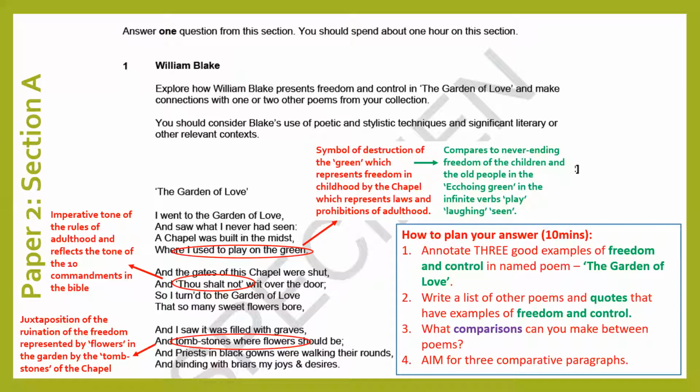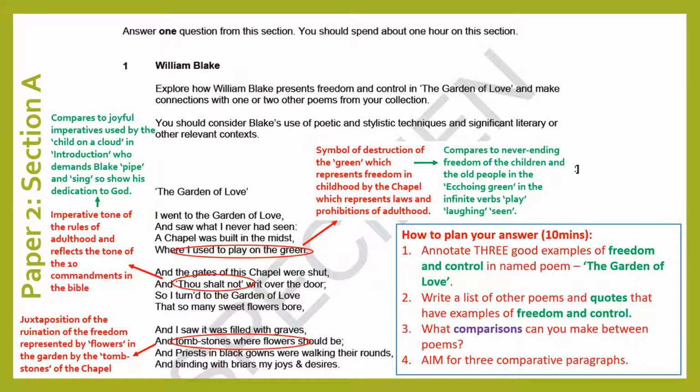It also mentions children. In the infinite verbs, play, laughing and seen, shows that in that poem, the freedom of the children is ongoing. It's not blocked, it's not stopped. And even the old people feel happy and nostalgic about the freedom of the children, whereas in this one, it's ended. So you've got a real contrast there that you can explore as a difference.